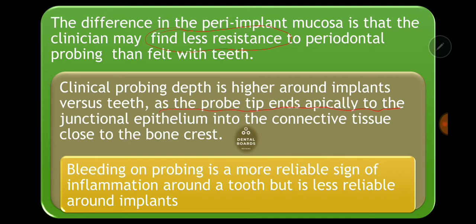So this is important because when you probe and you see some bleeding, you think, oh, gingivitis. However, bleeding on probing is a more reliable sign of inflammation on natural teeth than it is on implants. So remember that fact.